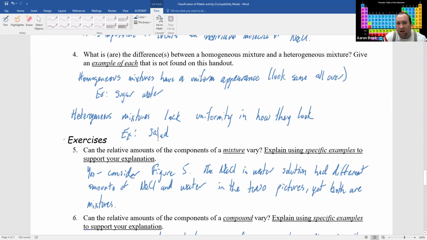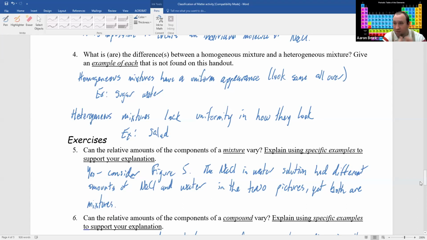Exercise 5, can the relative amounts of components vary in a mixture? Absolutely. This is where figure 5 comes in, where we can look at those 2 samples of sodium chloride and water, and see that the one has more water in it and the one has less water in it. They're both still salt water. Another classic example around here, tea. If you make sweet tea, you can make it with a lot of sugar, you can make it with a little bit of sugar. Everybody's version of sweet tea is different, but they're all going to call it the same thing. It's sweet tea. It's tea, water, sugar.